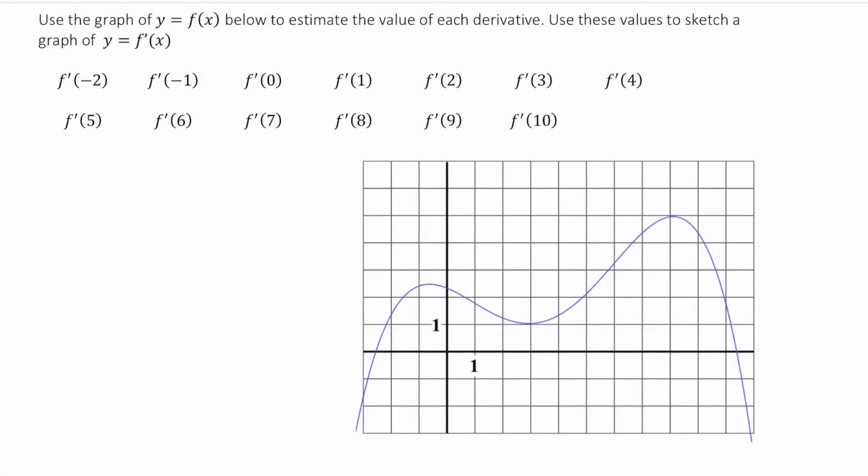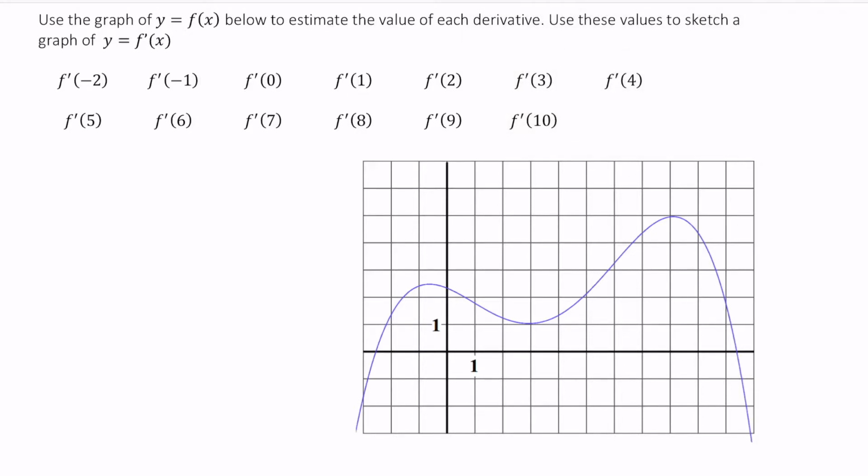Welcome. In this video, we're going to use the graph of f of x below to estimate the value of each of these derivatives. That is, we're going to estimate the value of the slope of the tangent line here at -2. So if this is -2 and this is our tangent line, we're going to use the techniques we learned back in algebra to count the rise over the run and figure out what the slope is. And we're going to do that for all of these points. Using that information, we're going to graph an estimate of what we think the first derivative of this function will look like.